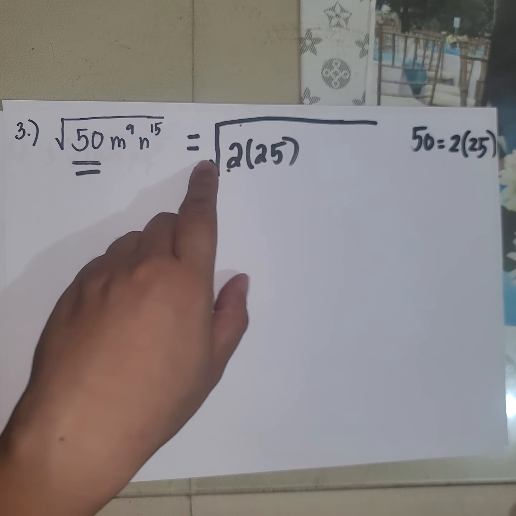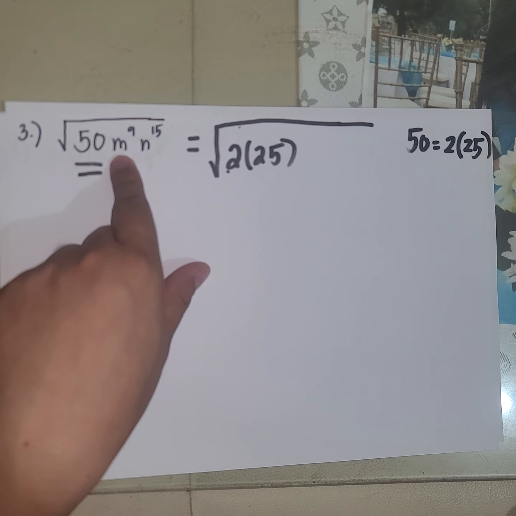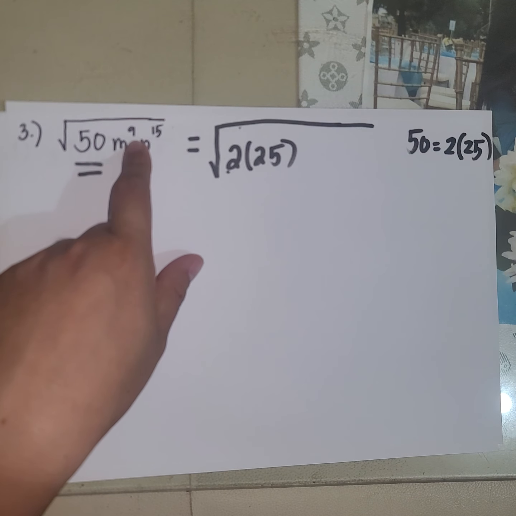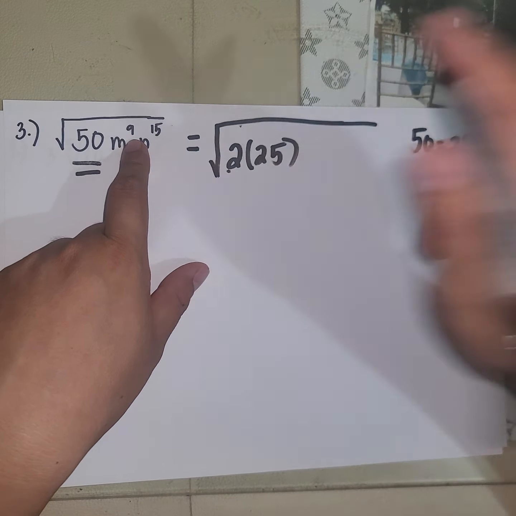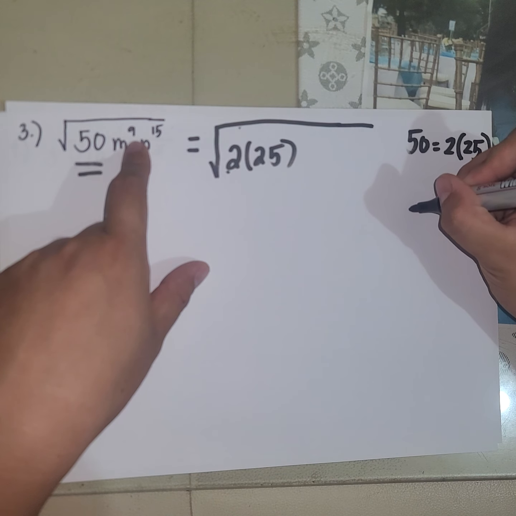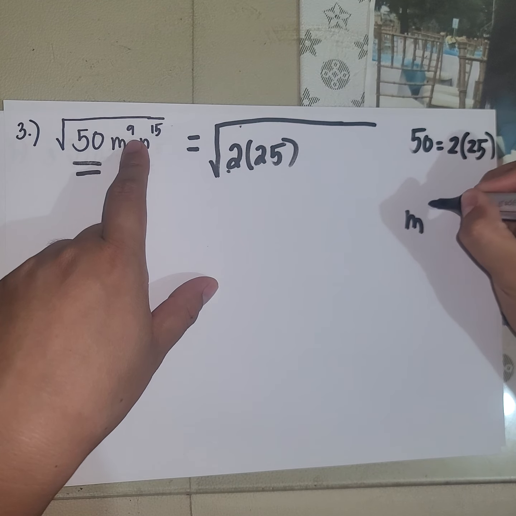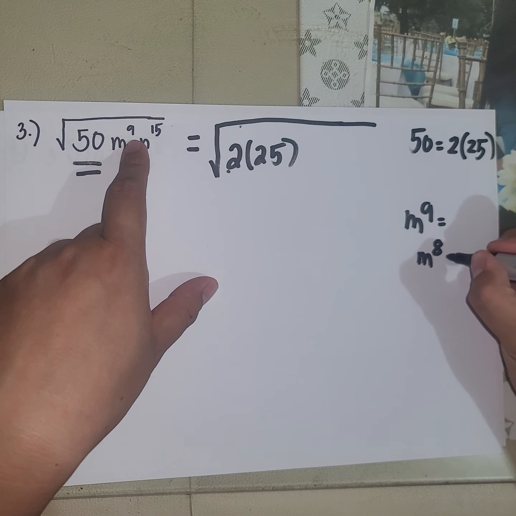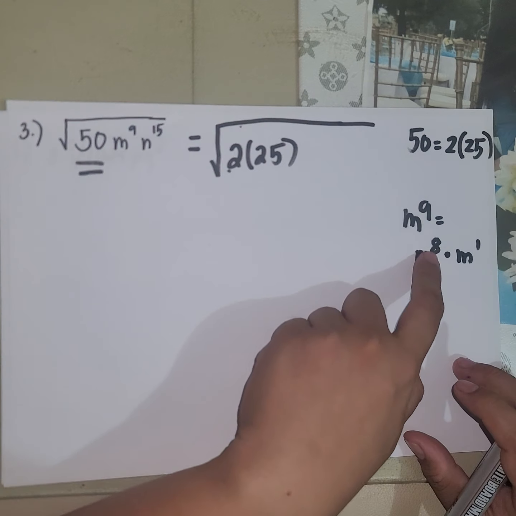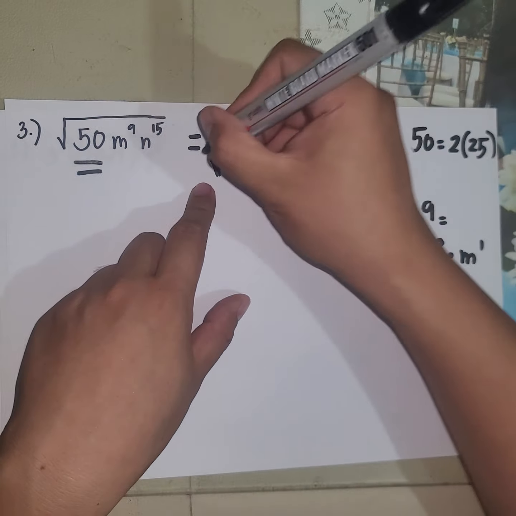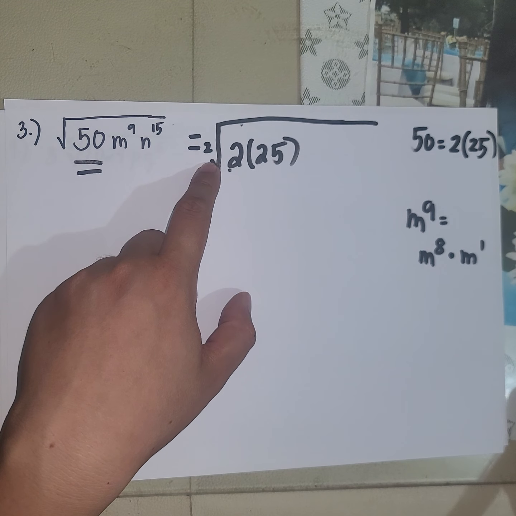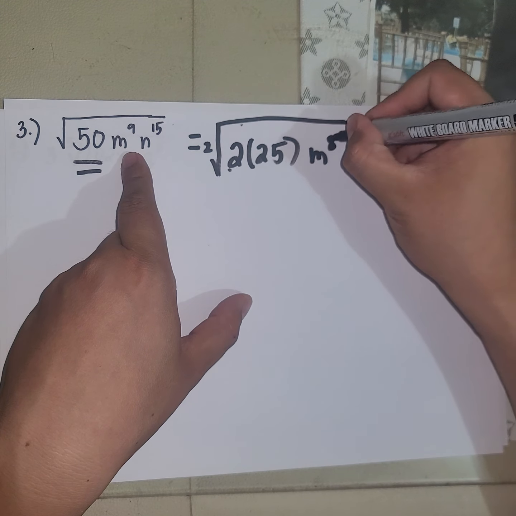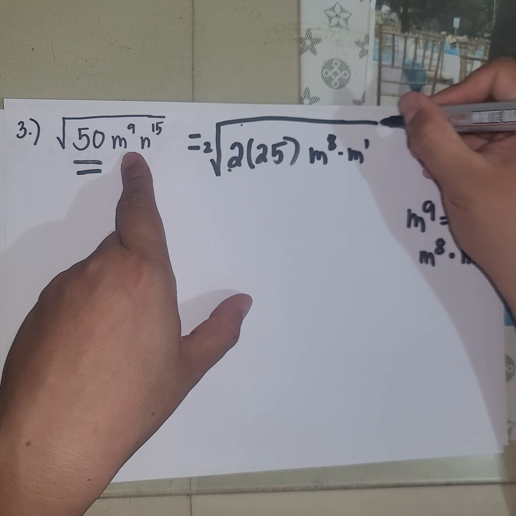Ang m raised to 9 ay hindi siya divisible by 2, yung exponent na 9. So, gawin natin katulad yung kanina. Factor natin yung m raised to 9. Ang m raised to 9 ay equivalent kay m raised to 8 times m raised to 1, wherein yung 8 ay divisible dun sa index number na 2. So, palitan natin m raised to 9 ng m raised to 8 times m raised to 1.